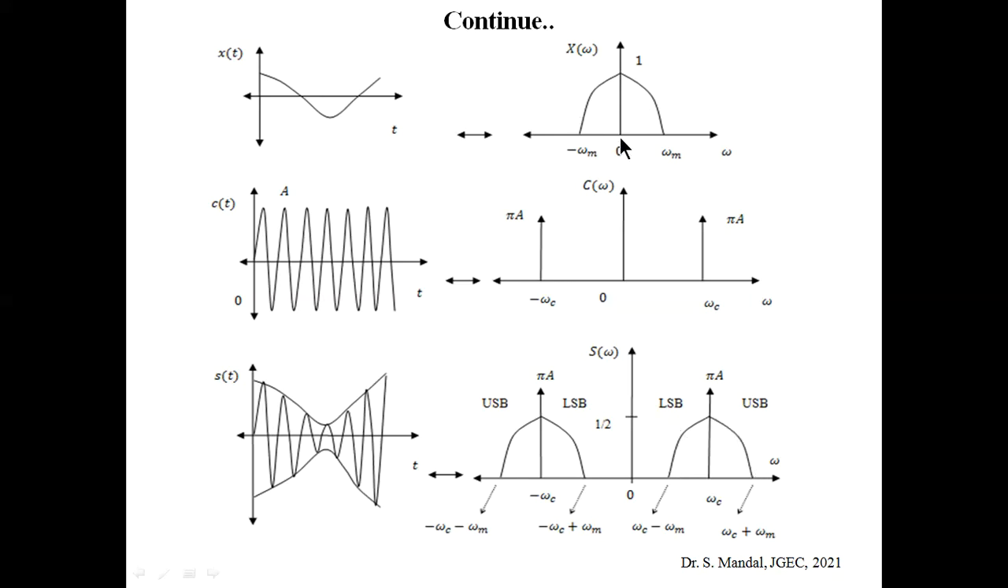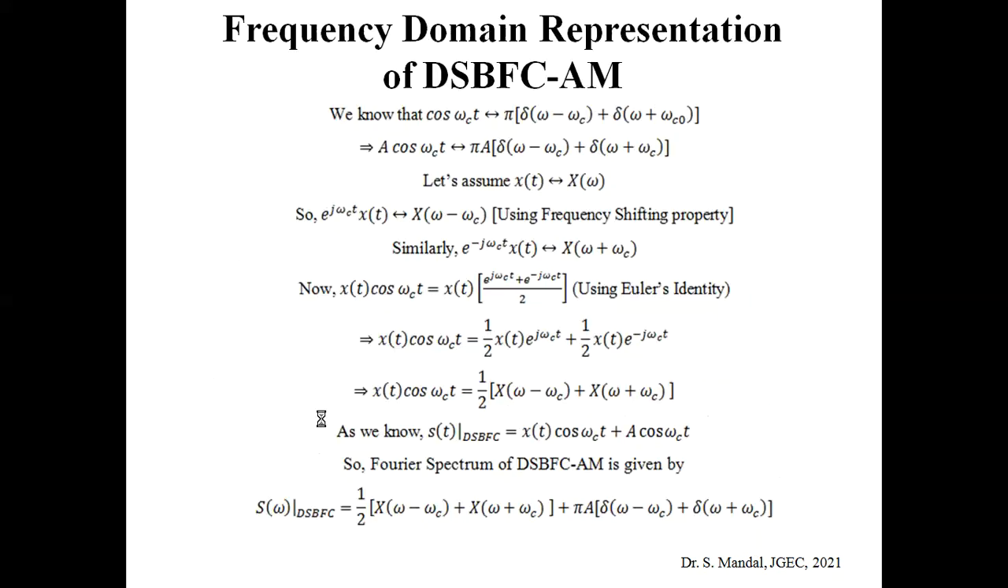And as the spectrum of X(ω) is from 0 to ωm, obviously this point will be ωc plus ωm and this point will be ωc minus ωm, because the bandwidth of x(t), the message signal, is ωm. So this point will be ωc. If this location is ωc, then obviously this is ωc plus ωm, and this will be ωc minus ωm.